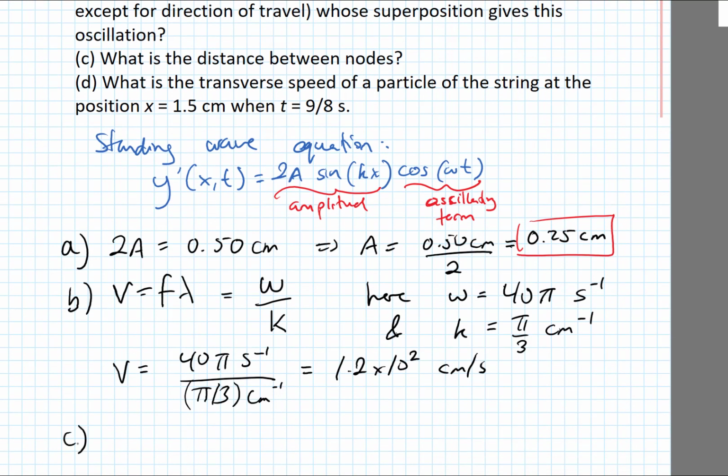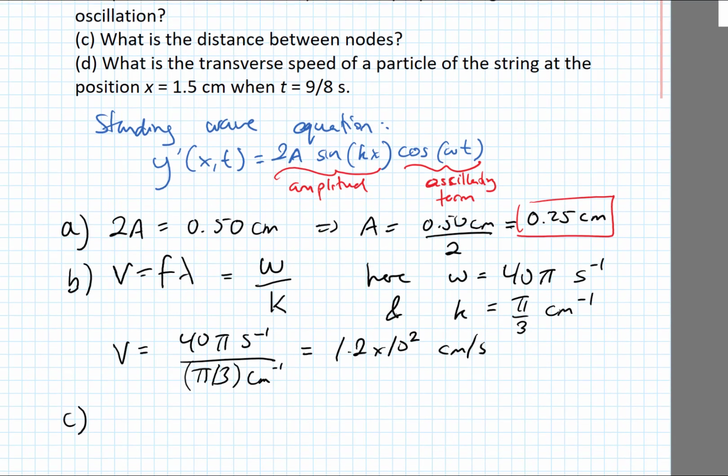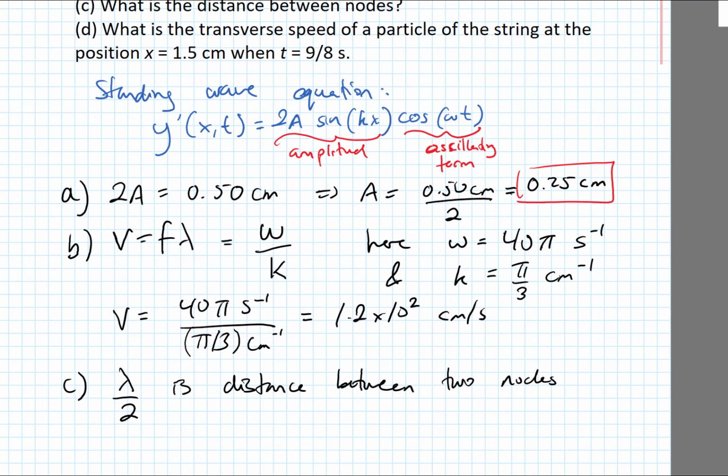In the next part we are looking at the distance between nodes. The distance between nodes is always equivalent to half a wavelength, the same as the distance between antinodes. So any two consecutive nodes on any standing wave have this difference. What we need is the wavelength, and we can use the wave number k. k is equal to 2 pi over lambda, so lambda is 2 pi over k. And so lambda over 2, the distance between two nodes, is just 2 pi over k divided by 2, or pi over k.